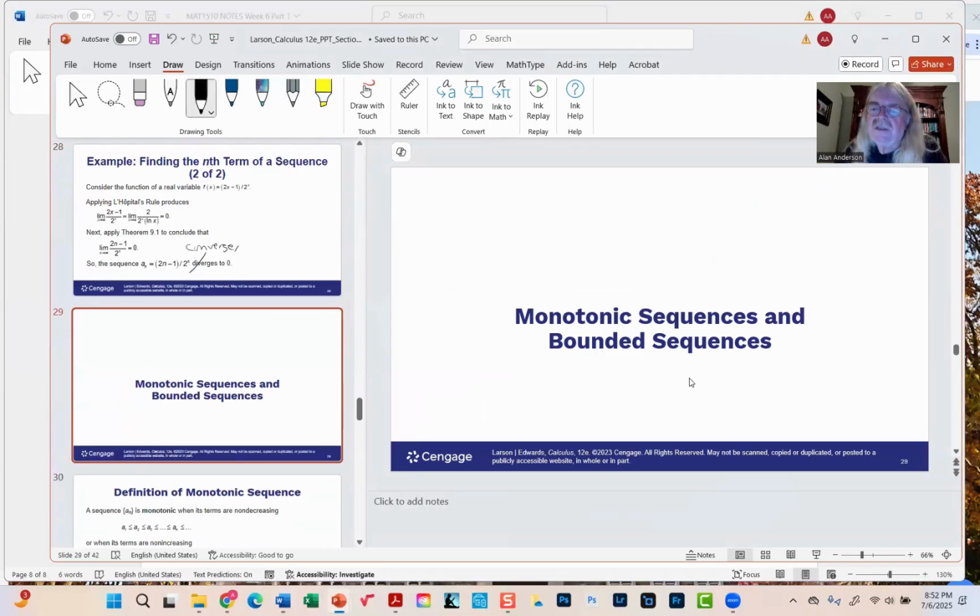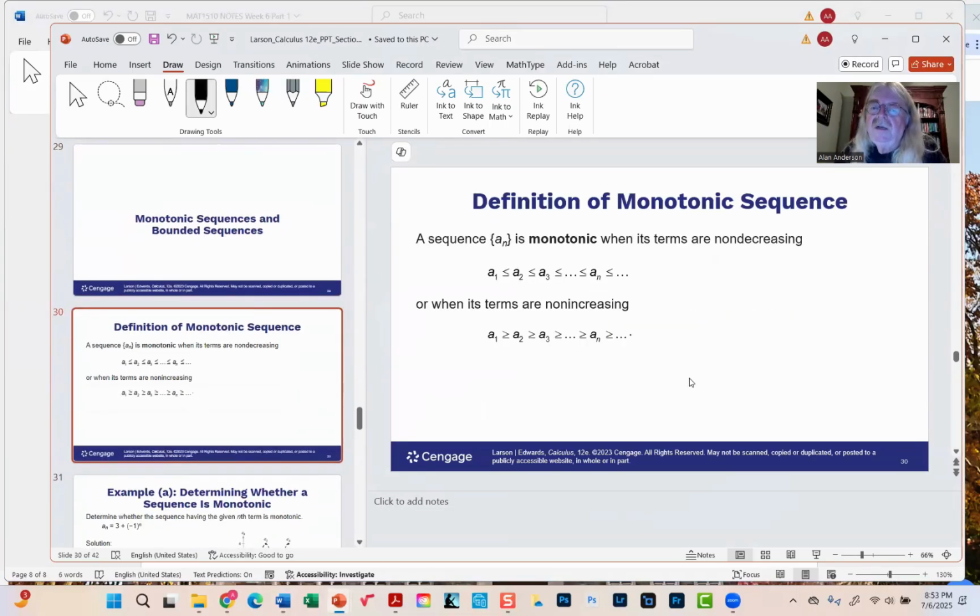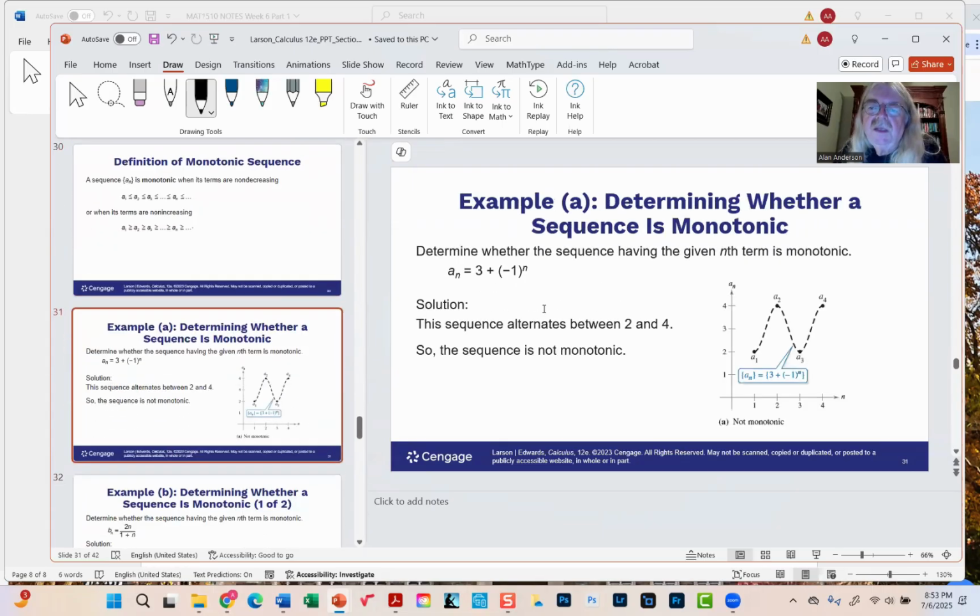Monotonic and bounded sequences. Now, sequences have different properties or can potentially have different properties. One of them is to be monotonic. And what that just means is that in this case, as you can see, each term is greater than or equal to the previous one, no exceptions. That's sometimes called monotonically increasing. Obviously, if it's the other way around, it would be called monotonically decreasing. Now, here's one that's clearly not monotonic because it goes up and down and up and down. That's the one with the 2 and the 4 that we had earlier.